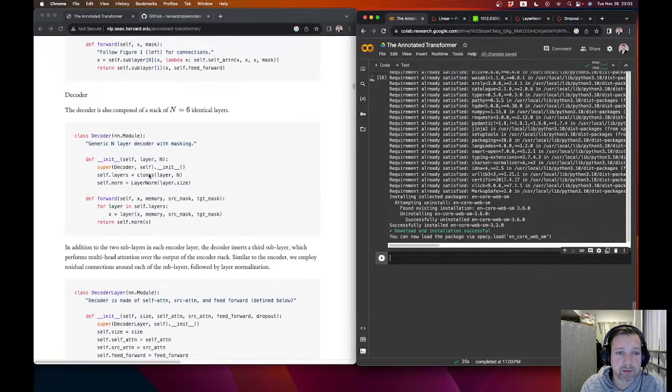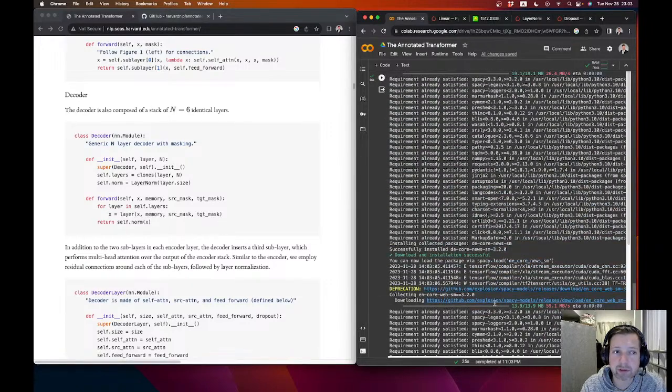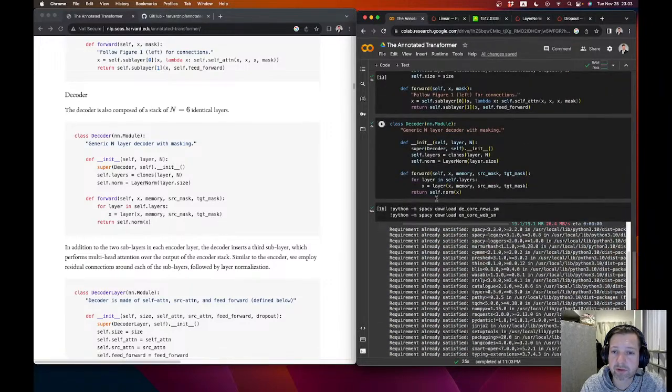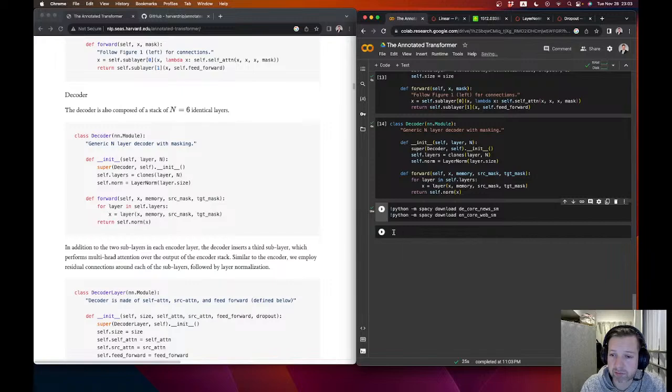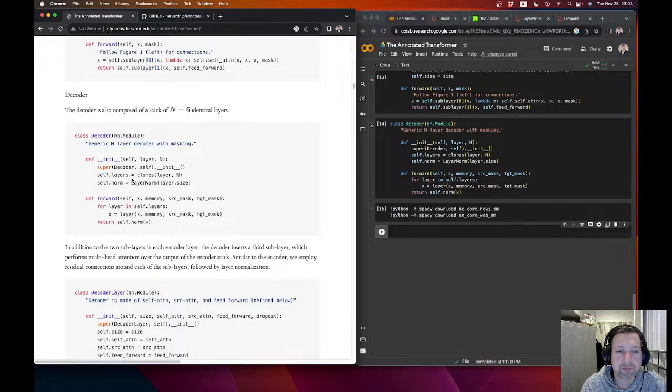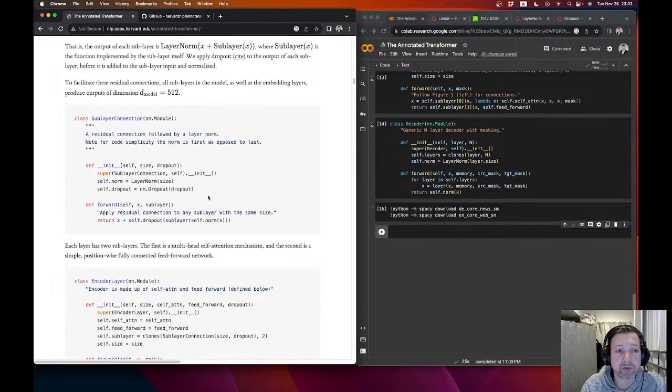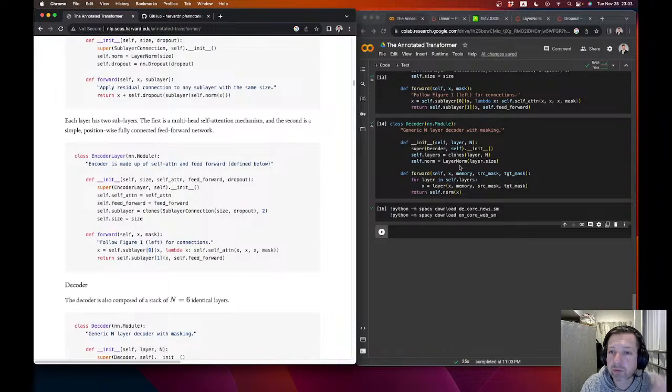Okay, where were we? So we've got the encoder. Yeah, decoder. Let's keep that here. Is there some way to hide this? So, decoder: memory, source mask, target mask. I mean, I think this looks basically identical to the encoder. Let's see.